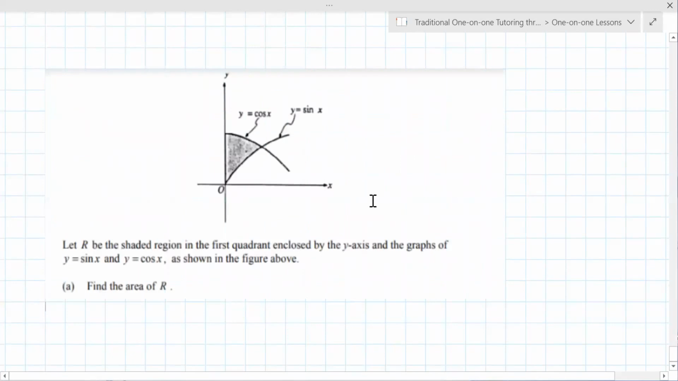All right, let R be the shaded region in the first quadrant. And they don't tell you this point here, which we should really know. So we know that's when cosine x equals sine x. That's on your unit circle. They equal right there at pi over 4. And you would have to know that. So the area R, which is right here, is the area between them.